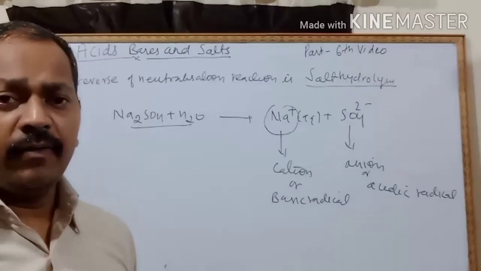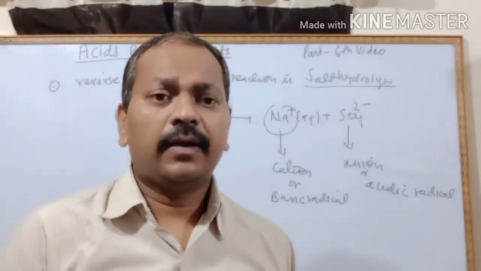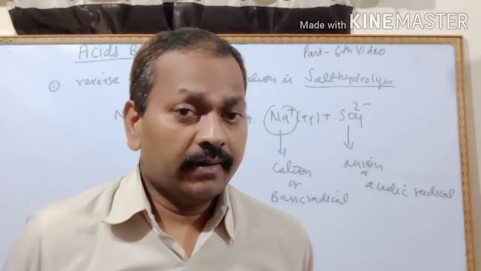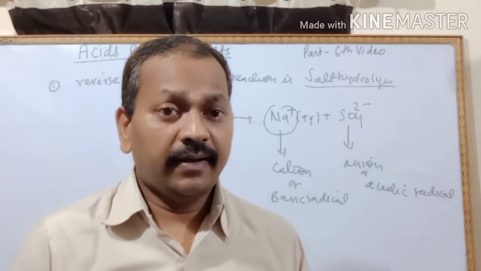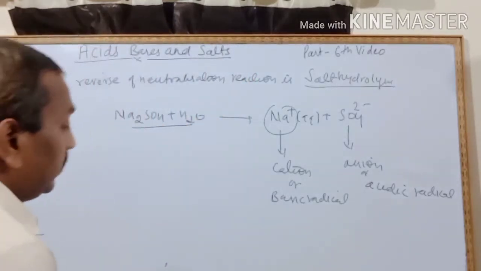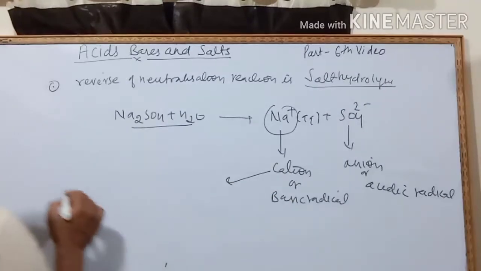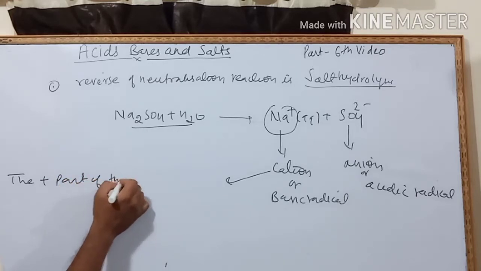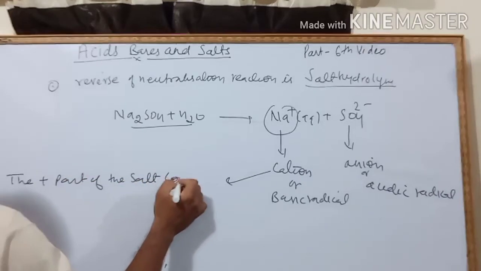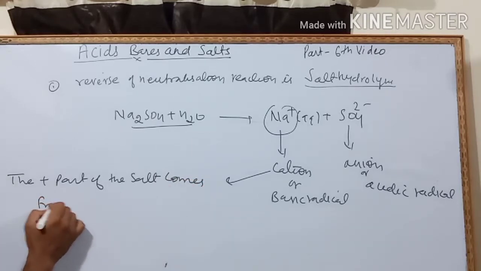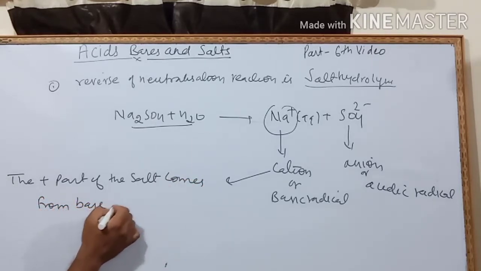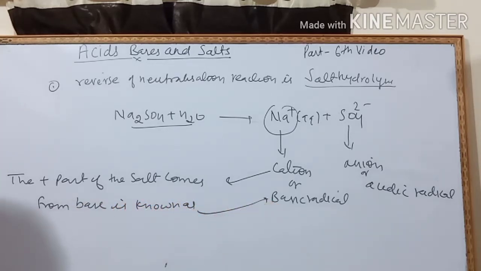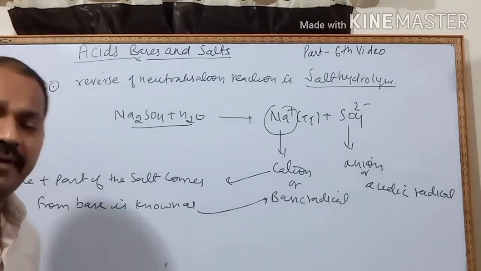Now, anion or cation, simply we can say all anions are regarded as acidic radicals, and all cations are regarded as basic radicals. The other way we can also understand it: the positive part of the salt, the cation, that comes from the base, is known as basic radical. Very simple. See, what are basic radicals?